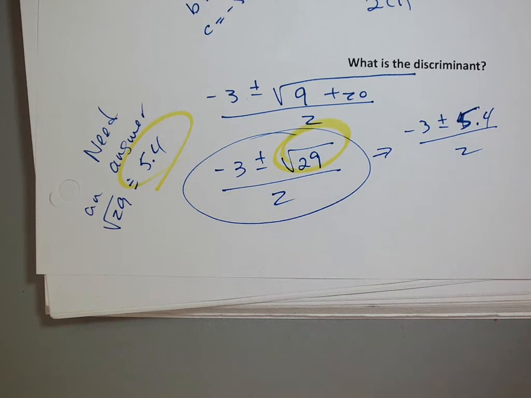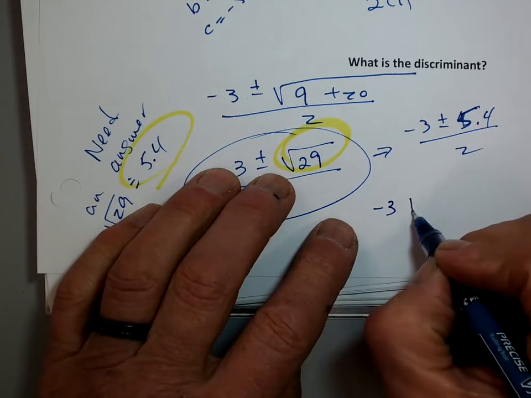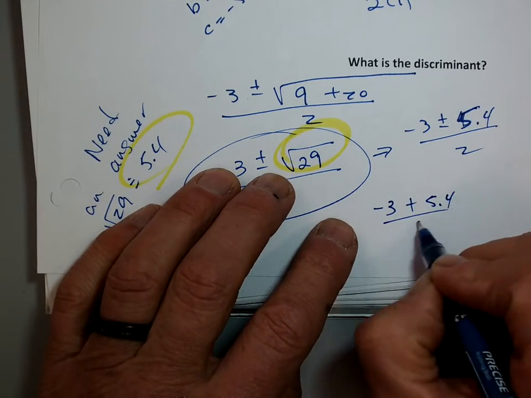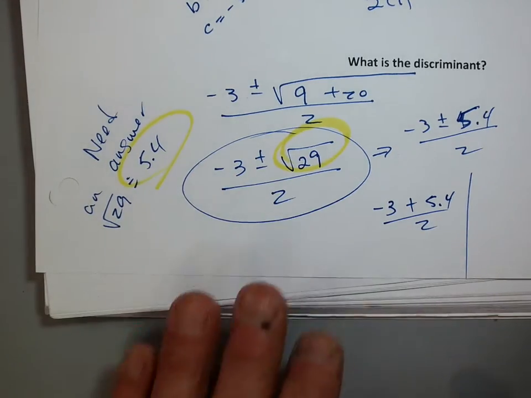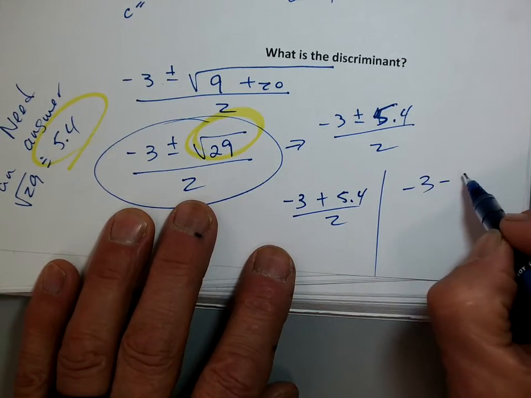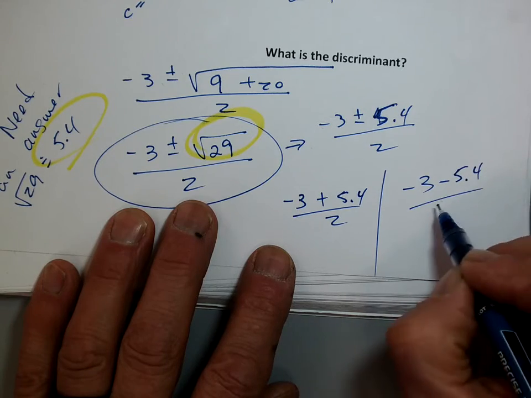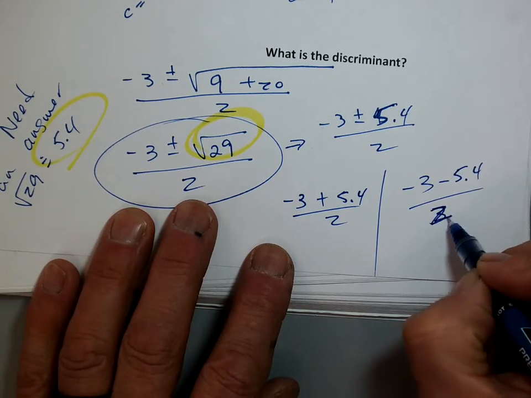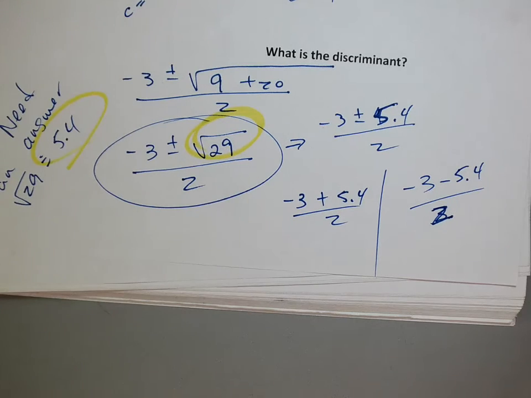Now, there are two answers. There really are. One answer is this: negative 3 plus 5.4 divided by 2. And a negative 3 minus 5.4 over 2. My bad, because of the plus or minus. So, here's what I got. I have negative 3 plus 5.4 over 2, and I got negative 3 minus 5.4 over 2.